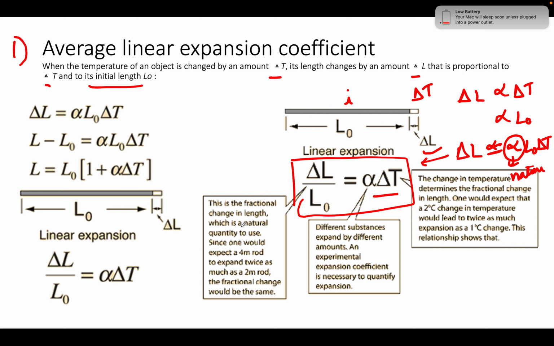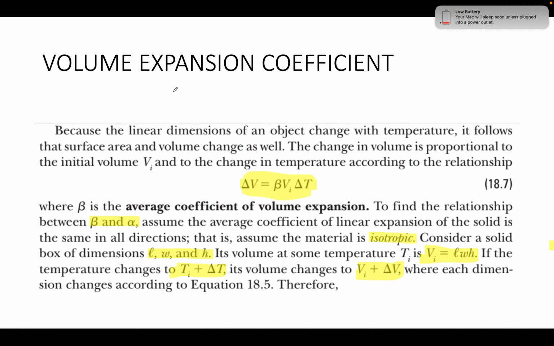So this is telling you the fractional change in length, which is a natural quantity to use, and we will see different numericals based on this. The alpha will be different for different substances. It's an experimental expansion coefficient which is used to quantify the expansions, and delta T is telling you the change in temperature. So how temperature changes occur has led to the linear expansion. Then similarly comes the volume expansion coefficient. We will do the volume expansion in the coming lecture.